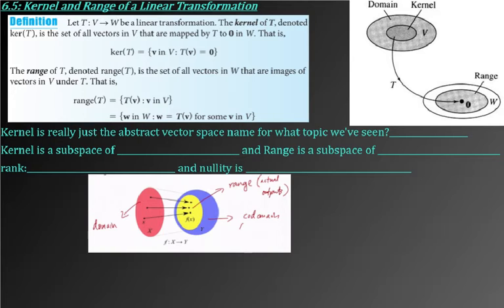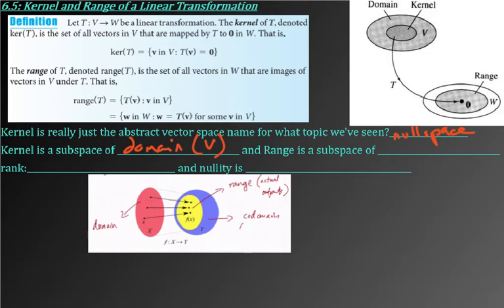Kernel is really just the abstract vector space name for, of course, the null space. And null space is just what gets mapped to 0 by the matrix. And now we're just talking about abstracting this concept of a matrix to all sorts of different things, and we call it something different. It's called the kernel, but it's a null space. And the kernel is a subspace of the domain, or that space V if we use the symbols.